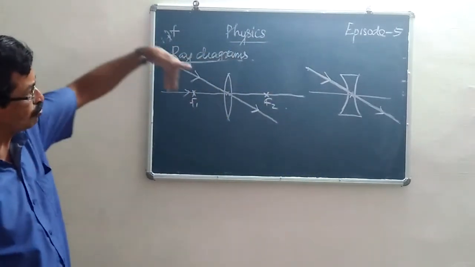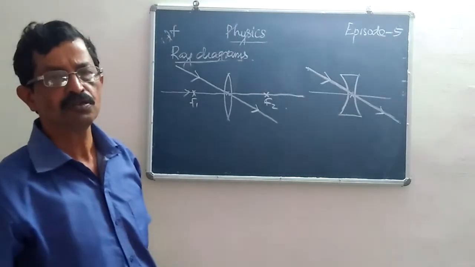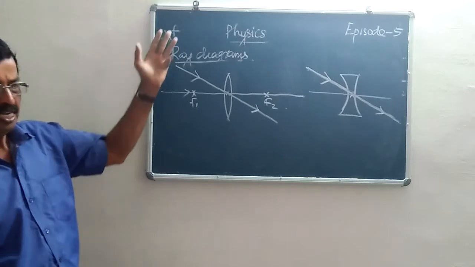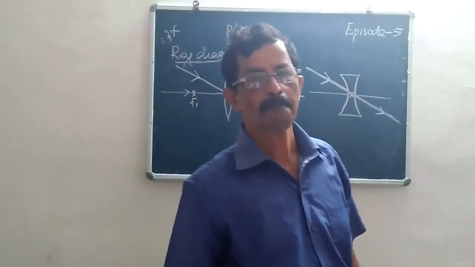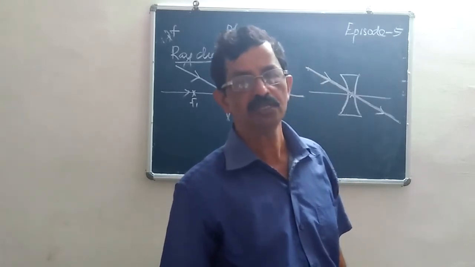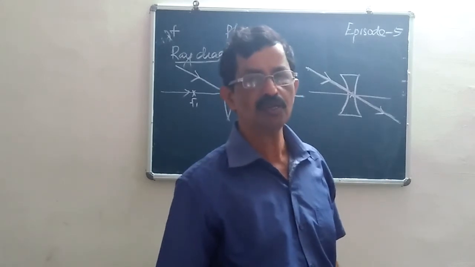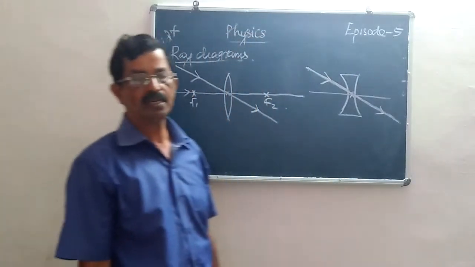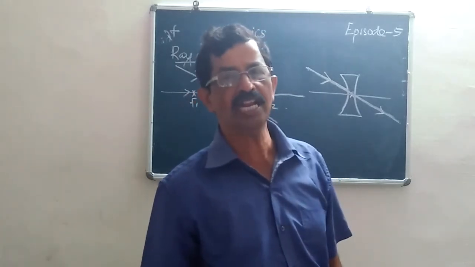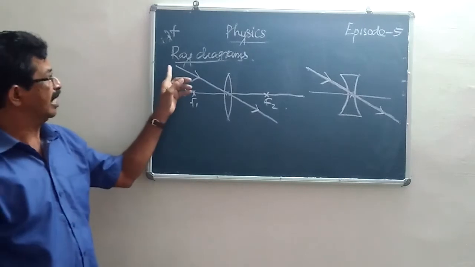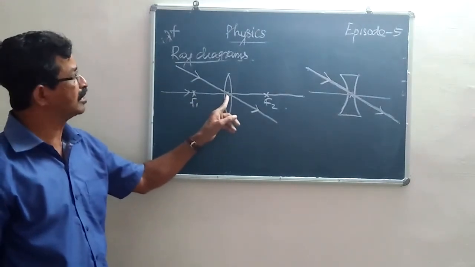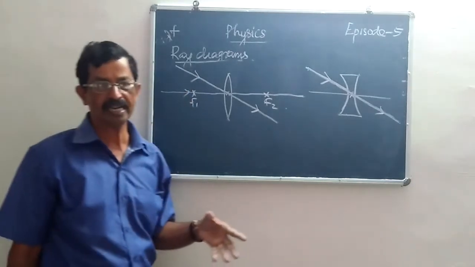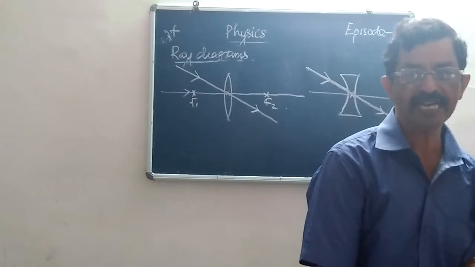Now, among these rays we used to draw ray diagrams. Which ones? First, a ray parallel to principal axis, after refraction passes through principal focus in the case of convex lens. And second, a ray incident on the lens through focus becomes parallel after refraction. Third, a ray incident on the lens at its optic center passes without any deviation. Among these three, any two of the rays we take to draw ray diagrams.